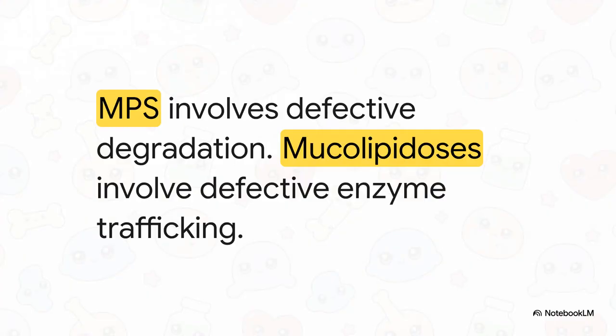Let me interrupt right here for our first major examiner trap. Candidates frequently conflate mucopolysaccharidosis with mucolipidosis. Please do not make this category error. MPS involves defective degradation of glycosaminoglycans. In sharp contrast, mucolipidosis, like I-cell disease, involves defective enzyme trafficking. Examiners love to use this subtle distinction to test your fundamental biochemistry.